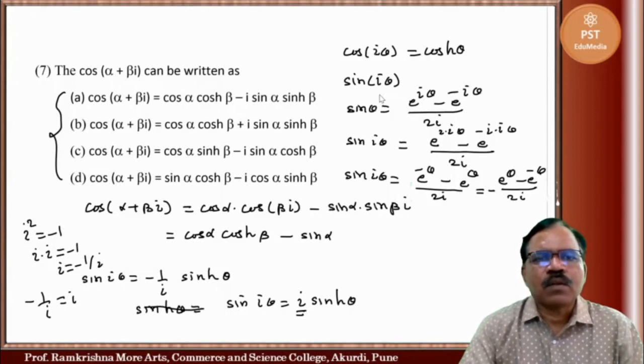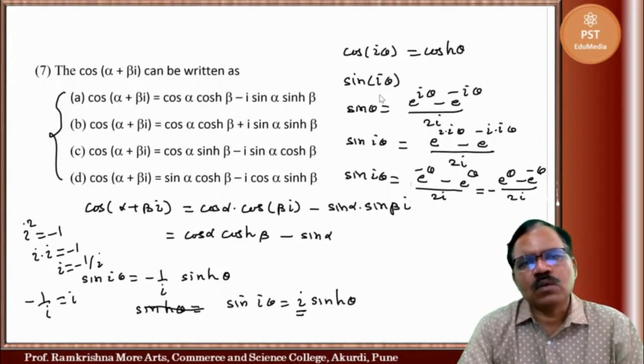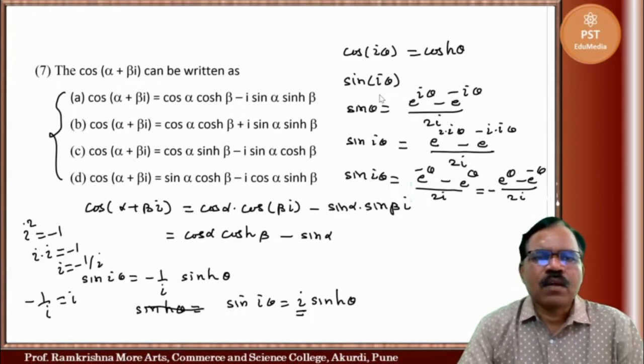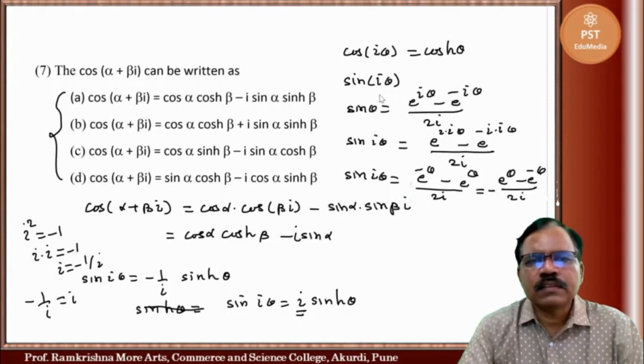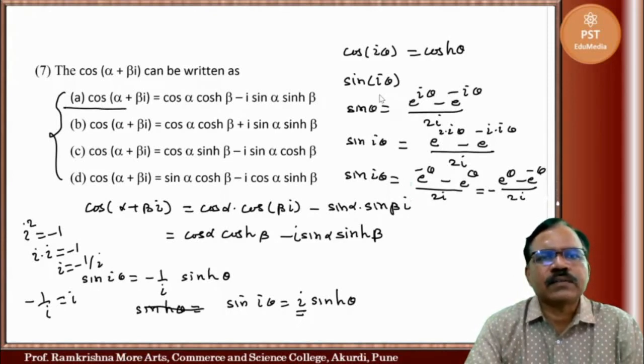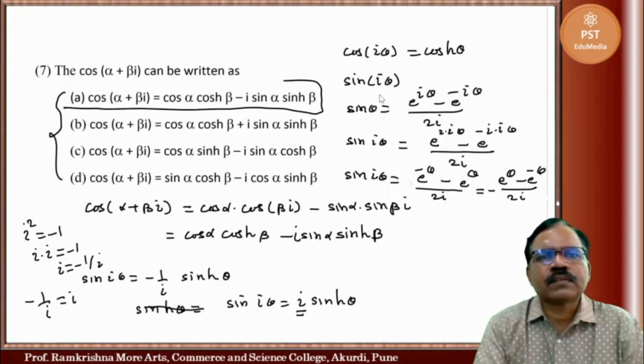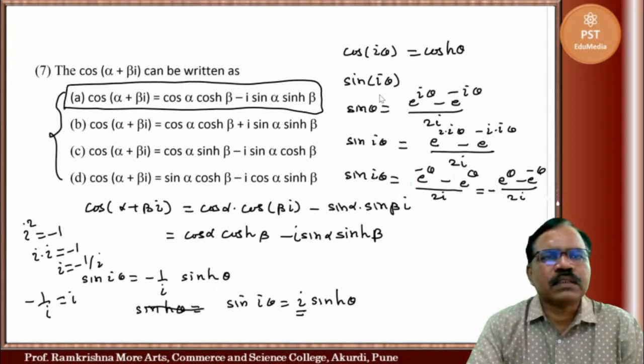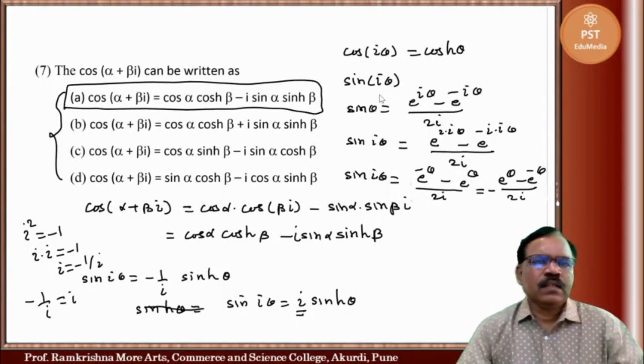So see here, cos(α + βi) is cos α into cos βi minus sin α into sin βi. Now cos α cosh β minus sin α, and sin iβ is what? i times sinh β. So here this first one is correct. This first one is correct. Now next one.